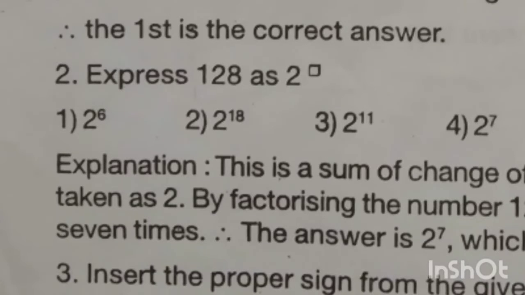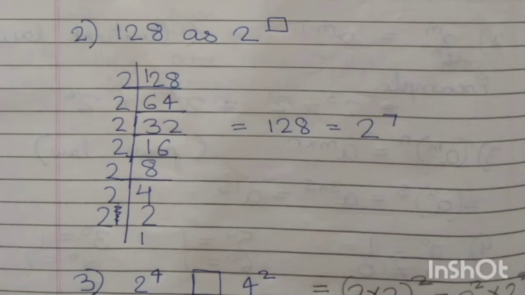The second question is, express 128 as 2 to the power what? Meaning how many times you multiply 2 to get 128. Now if you keep checking, 2 into 2 is 4, then 2 into 2 into 2 is 8, and like this you will get the answer. But when there are big numbers, you won't be able to do this.